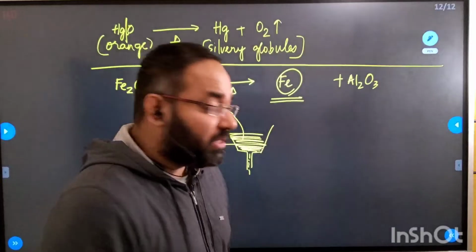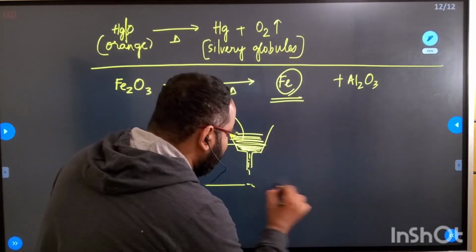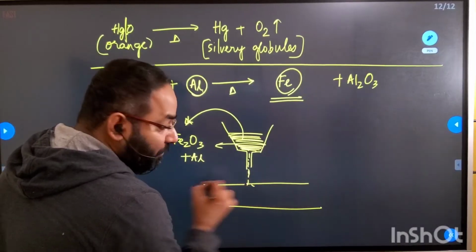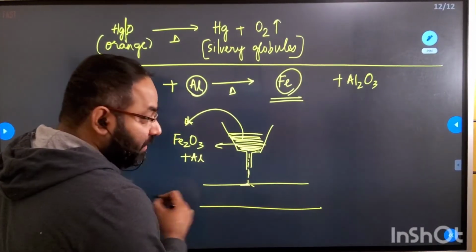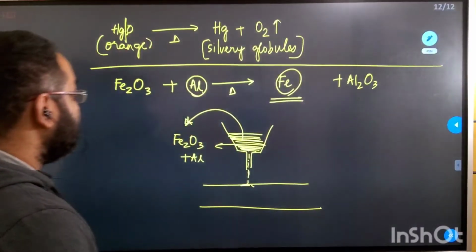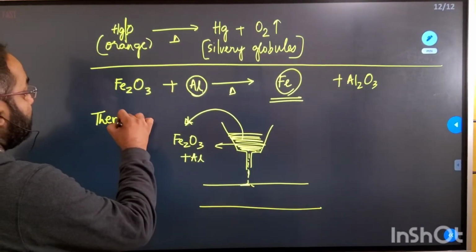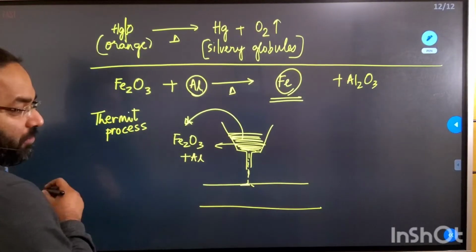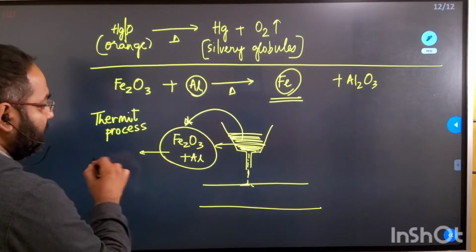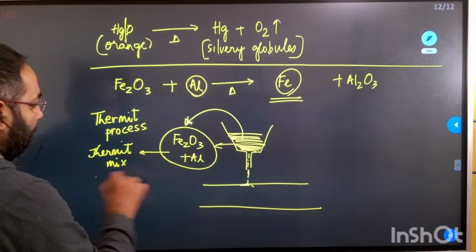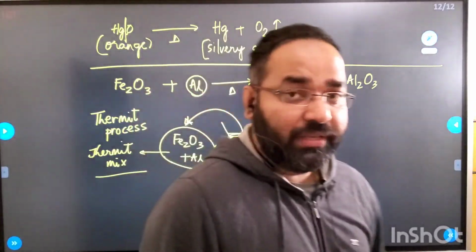And you know what they use this for? They use this to repair any cracks in bridges or railway tracks. So that iron will fall off here, it will solidify here, and you will be able to seal that crack very well. This process is called the Thermite process, sometimes also called the aluminothermite process, and this mixture that you see here is called the Thermite mix. Very common question in the exam.